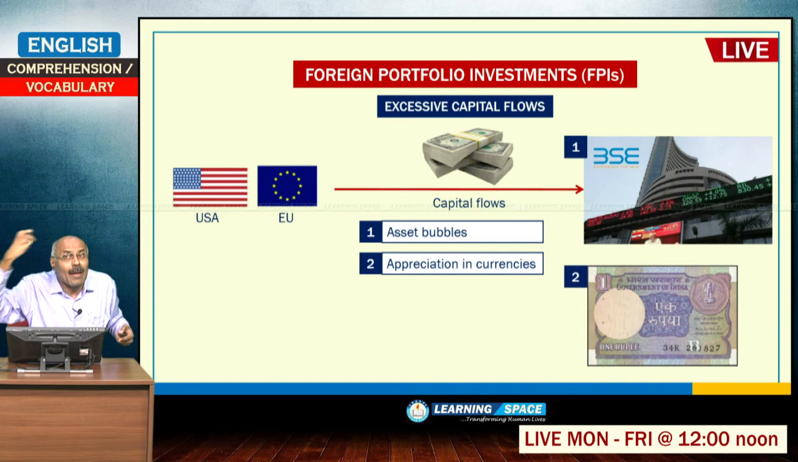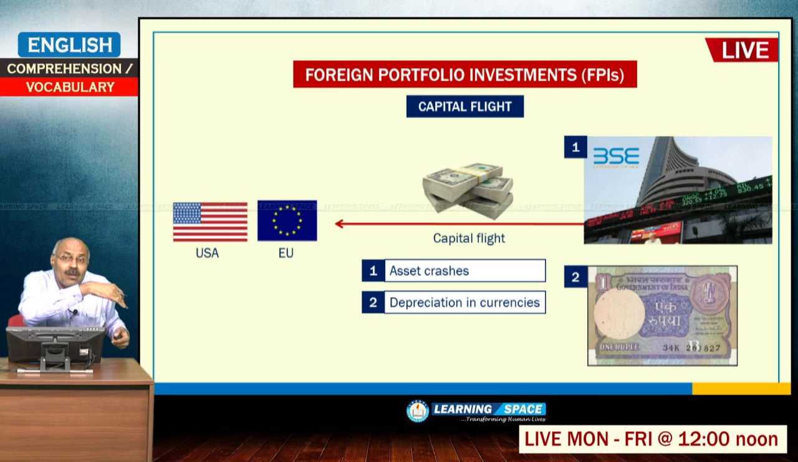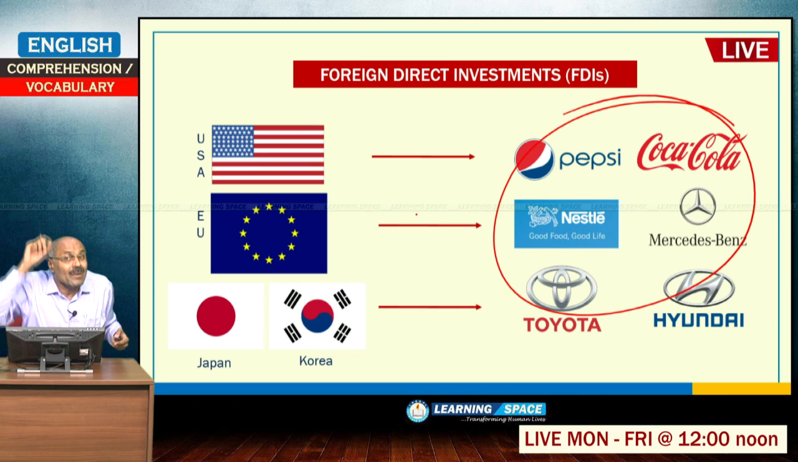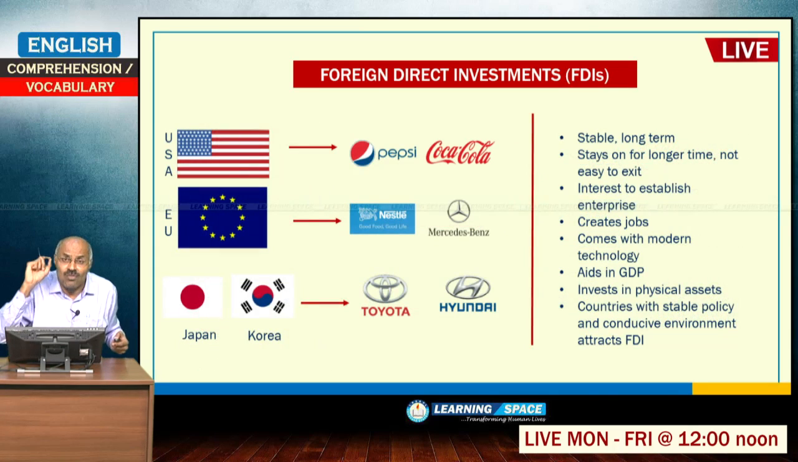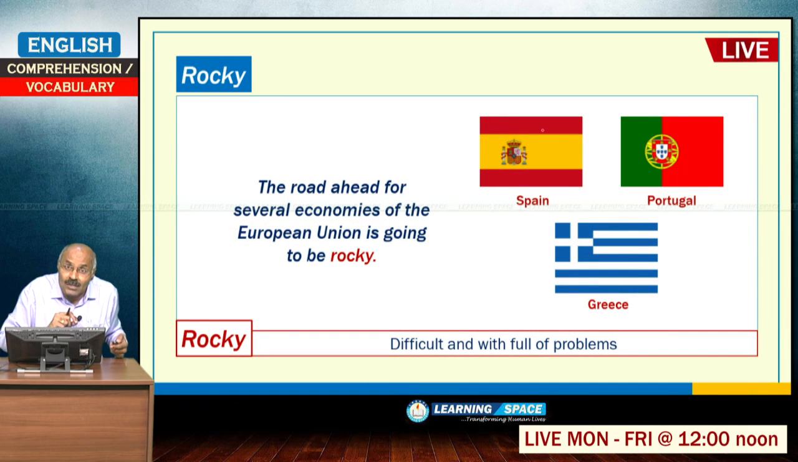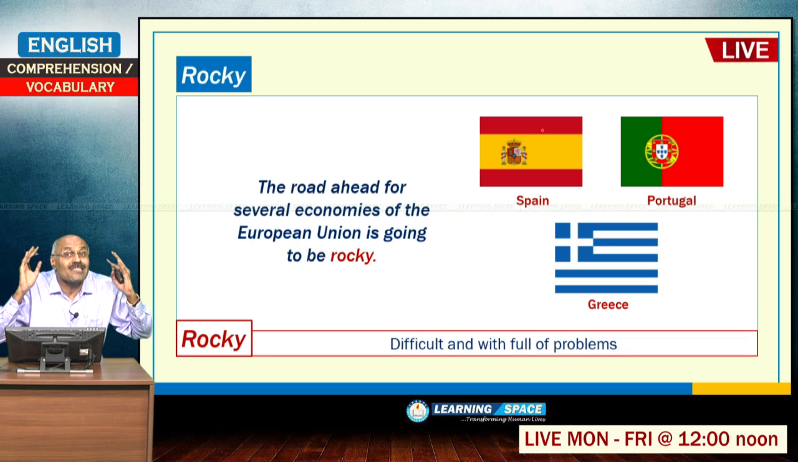So, when excessive capital flows are there into our stock markets, then it may result in appreciation in currencies artificially. At the same time, asset bubbles may also take place, and the reverse may also take place, that may lead to asset crashes, sorry, and depreciation in currencies. Then foreign direct investment, this is establishing a company here, that is foreign direct investment. Foreign direct investment is highly stable, and this editorial argues that foreign portfolio flows may decline in future, and please concentrate on foreign direct investment.